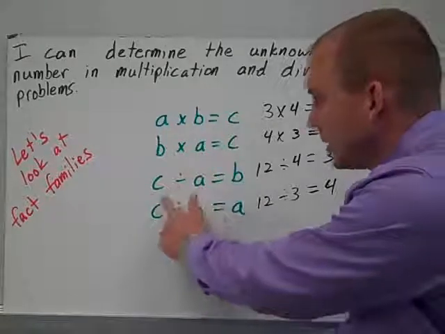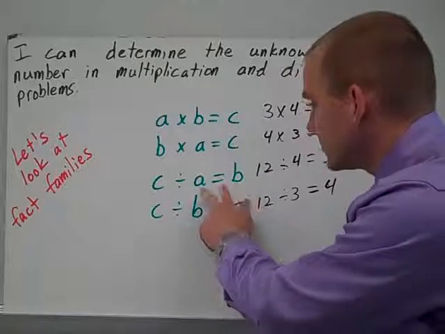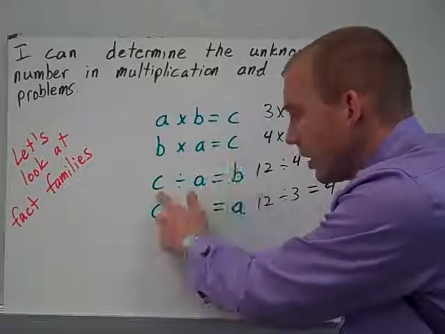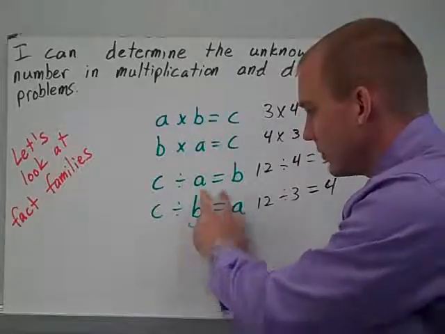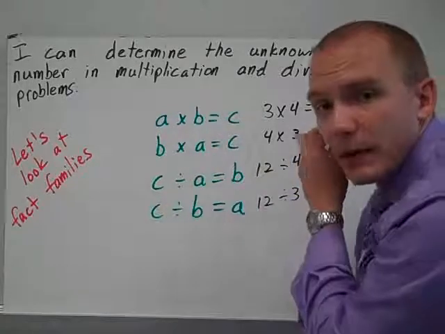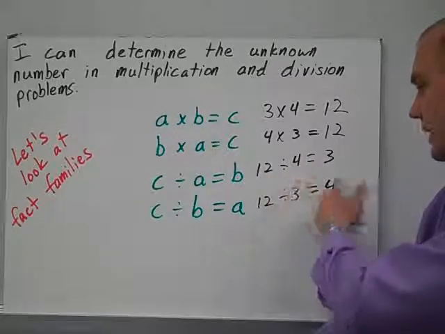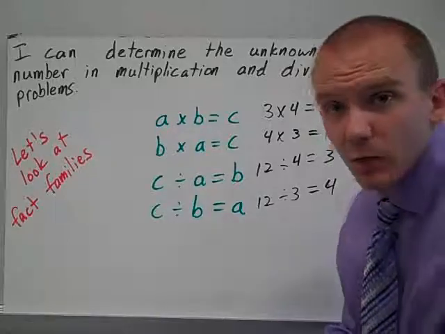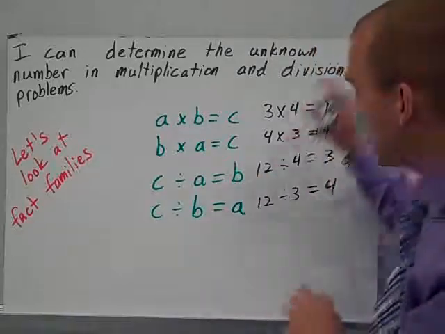Just like over here, you have your dividend of c. c divided by the divisor a equals the quotient b. So your divisor and your quotient are your factors. Your product becomes your dividend. And then you have the dividend of c divided by b equals a, where you just switched a and b around. A and b can switch around, whereas c kind of stays in the same spot. 12 divided by 3 is 4, and 12 divided by 4 is 3. Either way, it's just the same three numbers using multiplication and division. And this is great when you have an unknown, because you can switch it around and find an easy way to solve it.